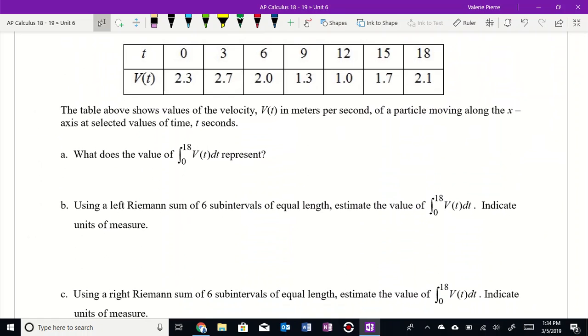Okay. The table above shows values of velocity v of t in meters per second of a particle moving along the x-axis at selected values of time, seconds. What does the value of the definite integral from 0 to 18 of v of t dt represent? I want you to complete part A, thinking back to the 3 things to always keep in mind from the beginning of this video. What does this definite integral represent in your own words?